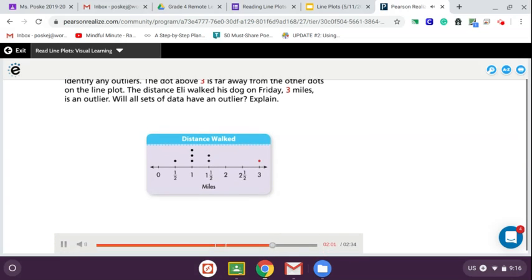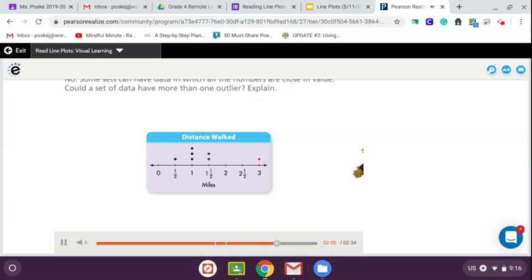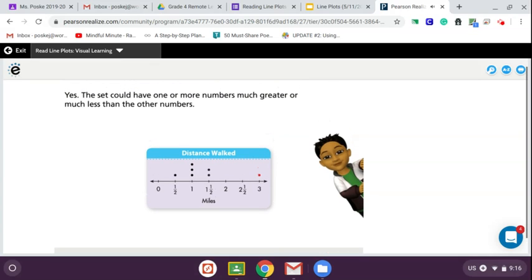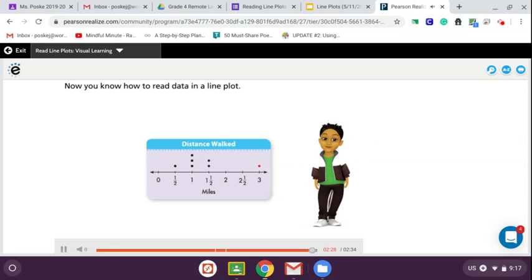Will all sets of data have an outlier? Explain. No, some sets can have data in which all the numbers are close in value. Could a set of data have more than 1 outlier? Explain. Yes, the set could have 1 or more numbers much greater or much less than the other numbers. Now you know how to read data in a line plot.